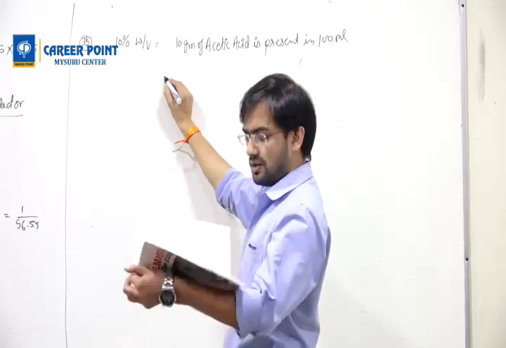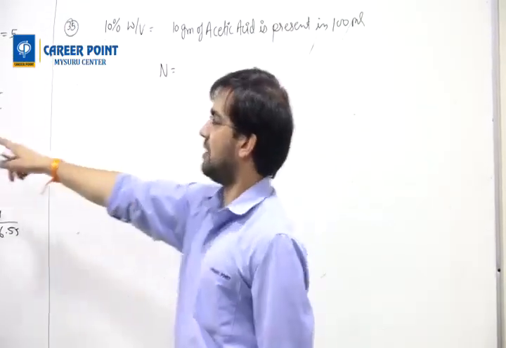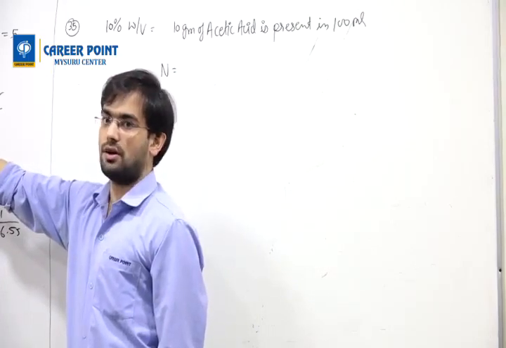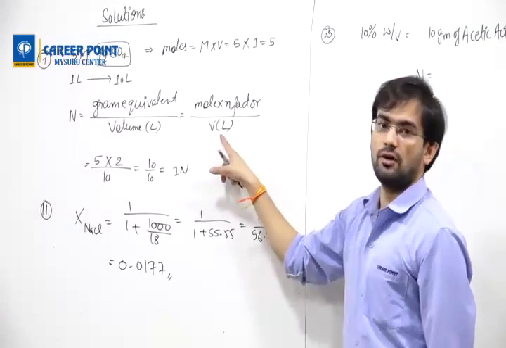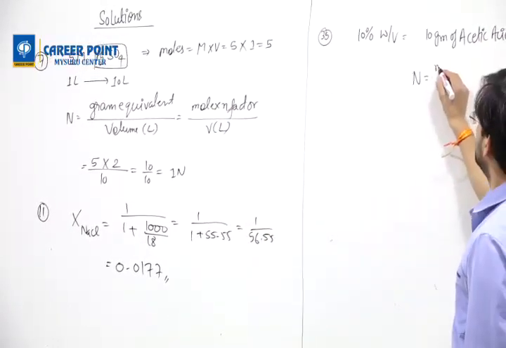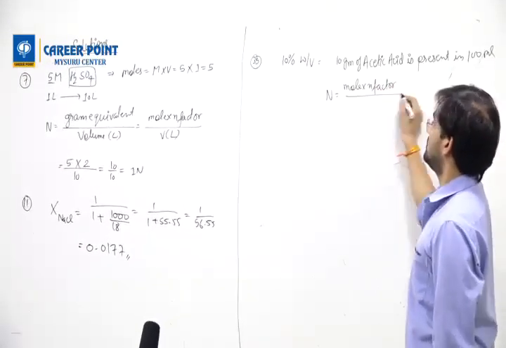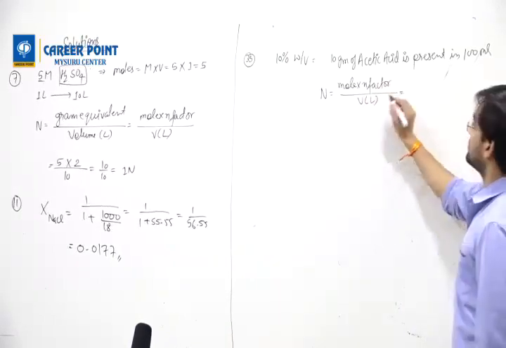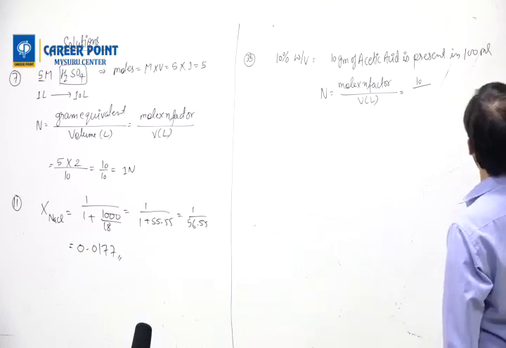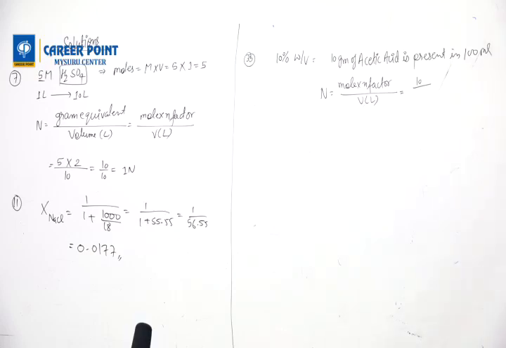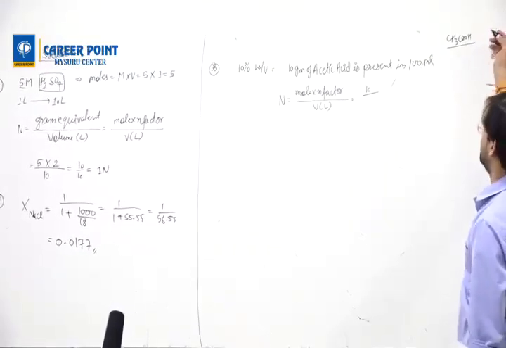So what are they asking you to find out? Normality. Normality equals the same formula. Gram equivalent by volume equals moles into n factor by volume in liter. So I'll write here moles into n factor divided by volume in liter. So moles is 10 gram by acetic acid. Acetic acid is CH3COOH. I have already calculated its mass comes as 60. But if you want me to solve, I will solve again.